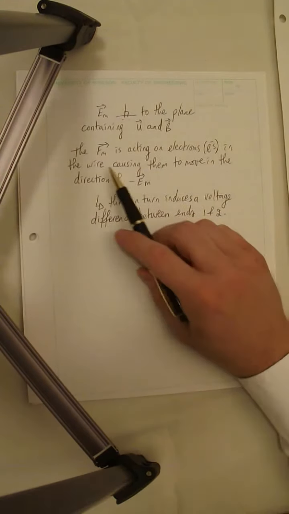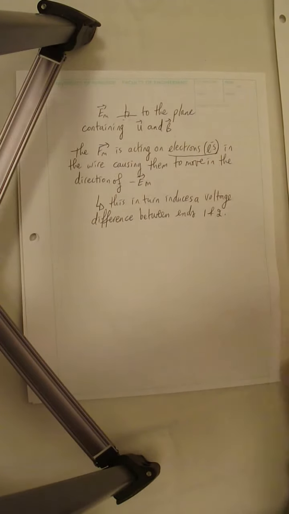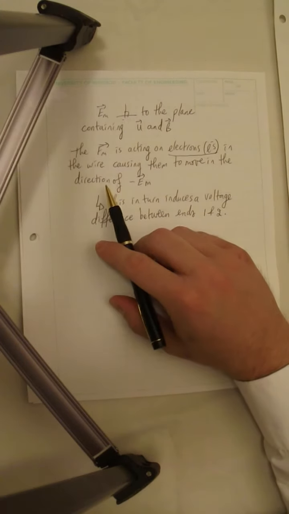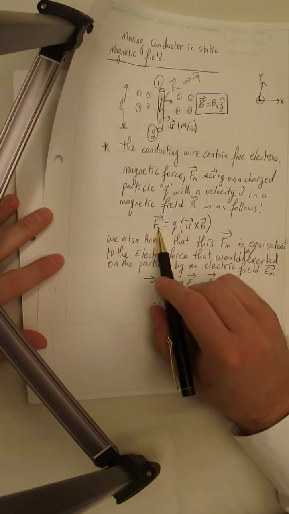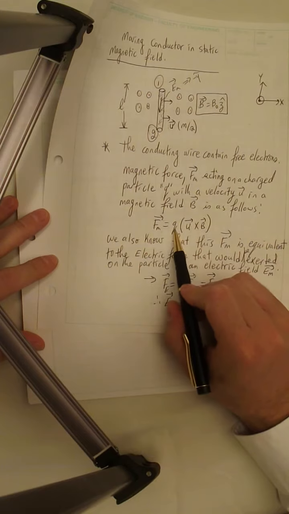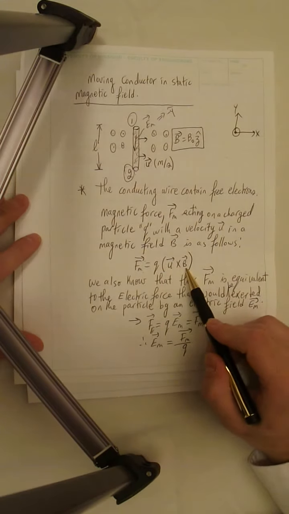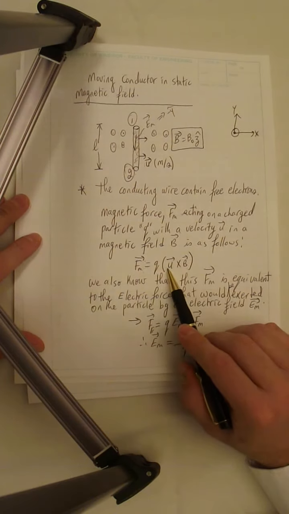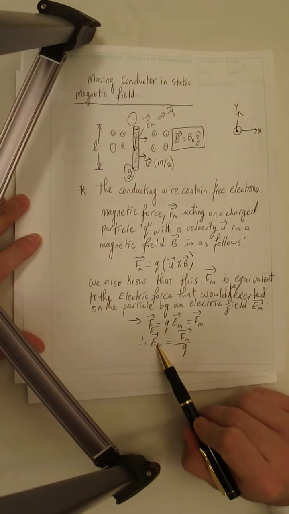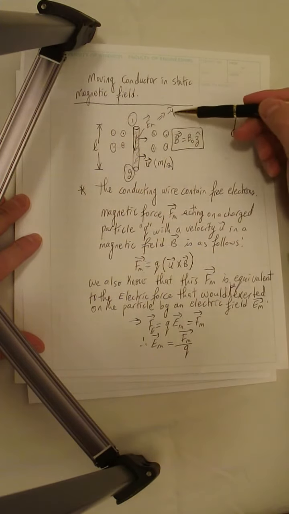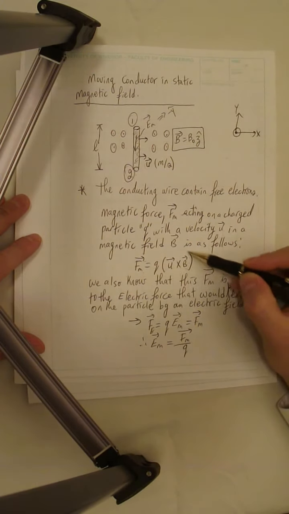We all know that the magnetic force is acting on electrons, and electrons are negatively charged. So if we go back to our magnetic force, which equals the charge of the particle times u cross B, that's the direction we were talking about earlier: the motional electric field is going in the minus y direction due to u cross B.